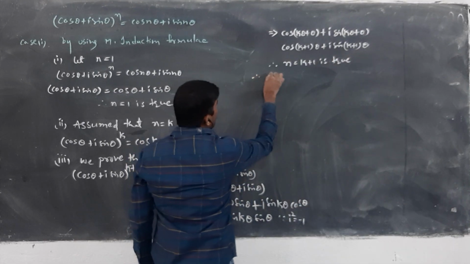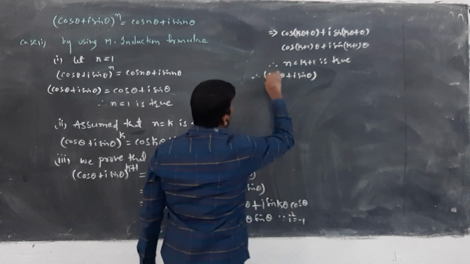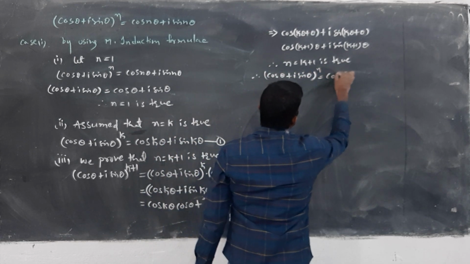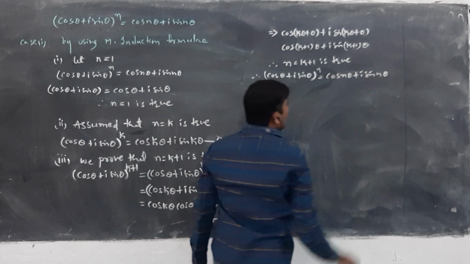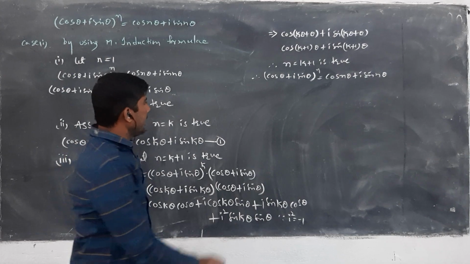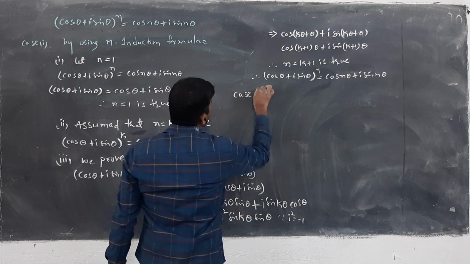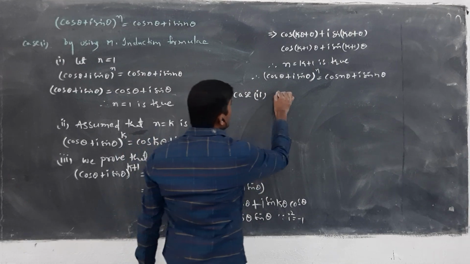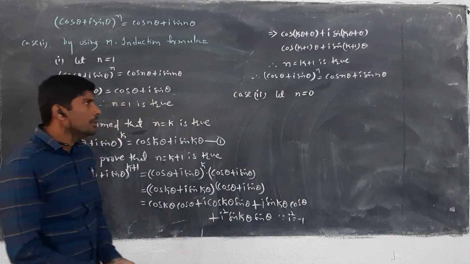Therefore, by mathematical induction, (cos theta plus i sin theta) whole power of n is equal to cos n theta plus i sin n theta. Hence proved. This one is the first case. Next, case 2. Case 2: let n is equal to 0.